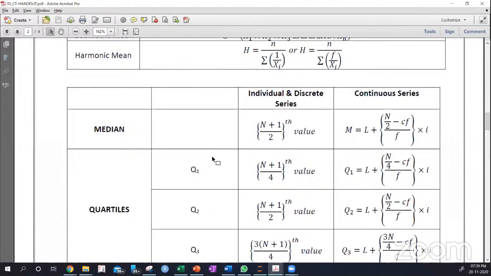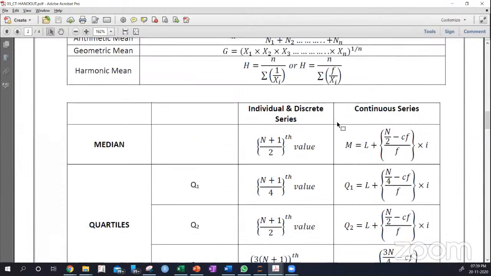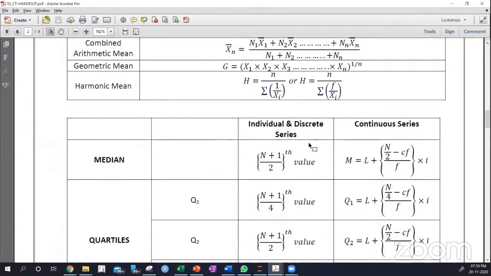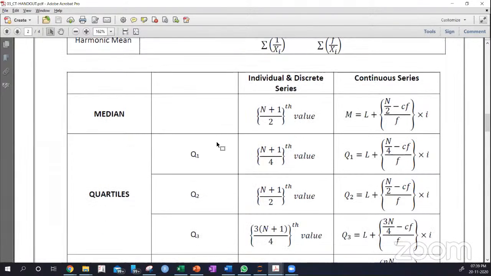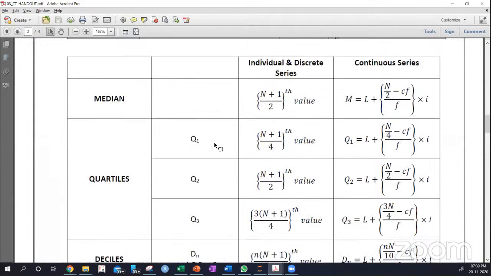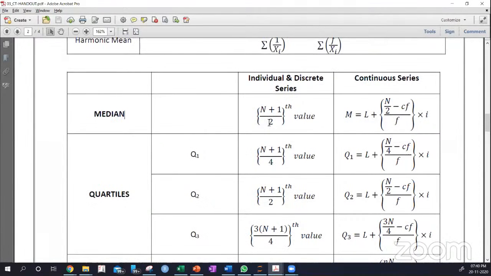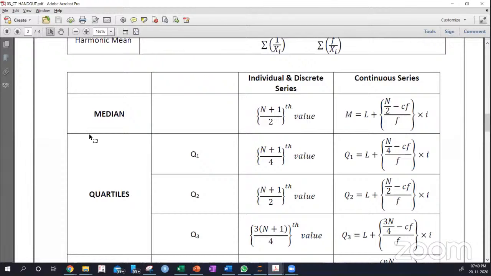Okay. So as you can see here, these are the formulas for median. Median is the (n plus 1) by 2th value, and L, and this is for continuous series. For individual and discrete series, this is the one. For continuous series, this is the formula. If you learn the median formula, the same formula should be applied for quartile 1, quartile 2, quartile 3, deciles, and percentile. If you understand this first concept of median, you will be able to understand all these concepts. Okay, all these concepts are important and they will come for your exams. So you will need to understand just this first one. If you're able to understand that, you'll be able to understand most of the concepts.